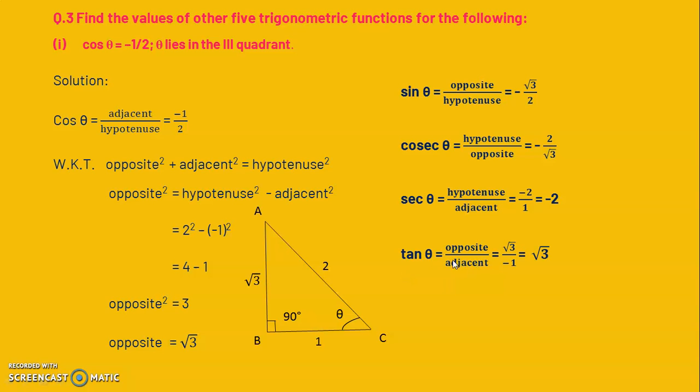And your tan is opposite by adjacent which is root 3 divided by 1. So root 3. So irrespective of the sign, that is minus 1, the tan will always be positive because in the third quadrant tan and cot have positive signs. Okay, so cot theta is the inverse of this tan theta, that is adjacent by opposite, so 1 divided by root 3. Okay, so like this only we are going to solve the forthcoming 4 problems.